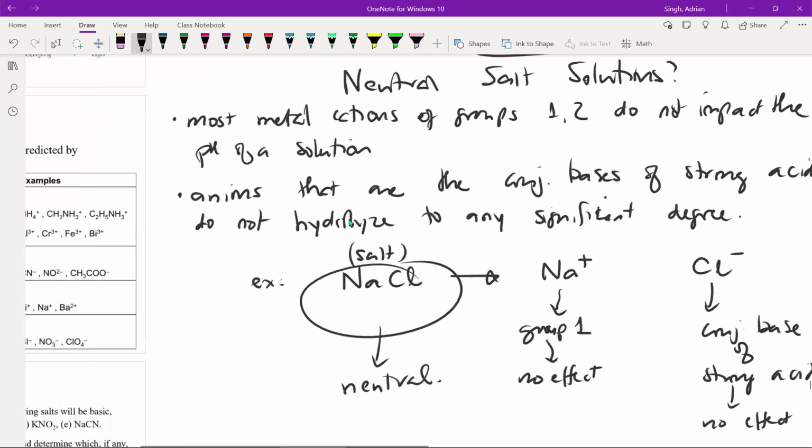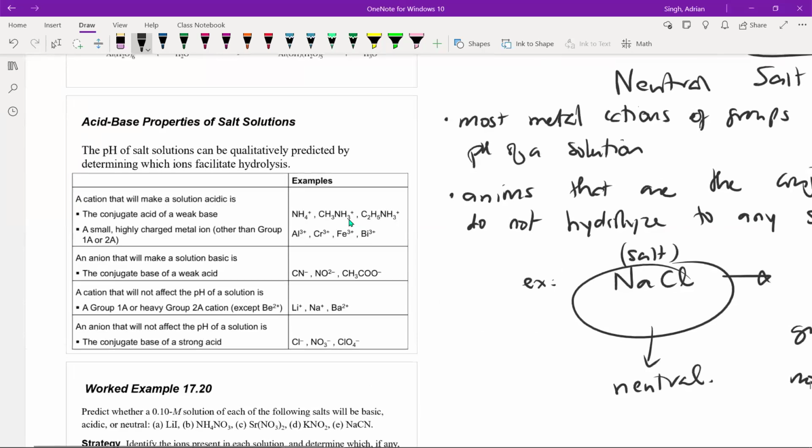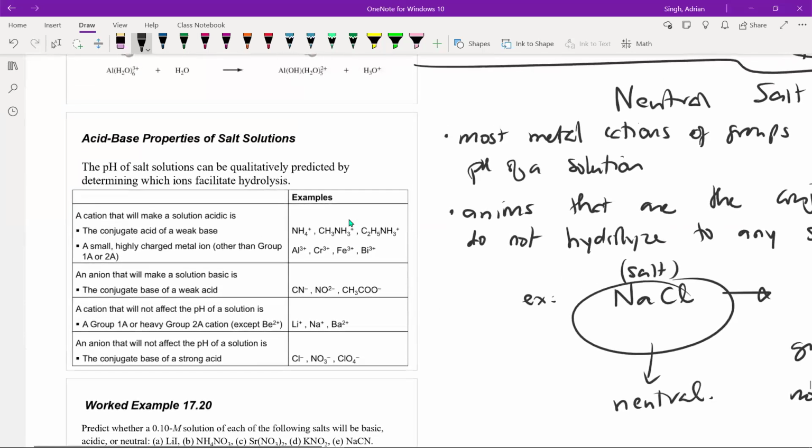So we can summarize those effects, and your book does a good job of summarizing in tabular form the pH of salt solutions that we can qualitatively predict by the ions that are present. This means that you need to be able to take a look at the formula for a salt or an ionic compound, determine the ions that are present, and that will then dictate the acidity or the basicity of that salt solution.